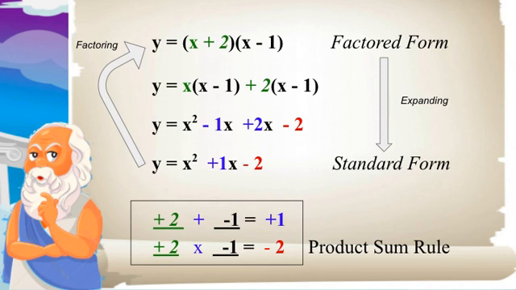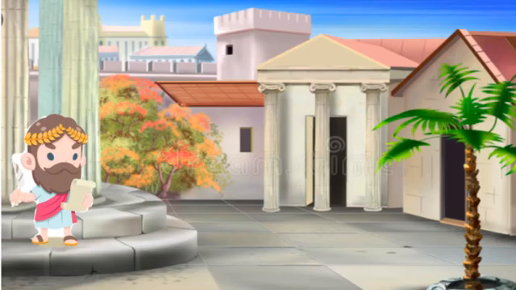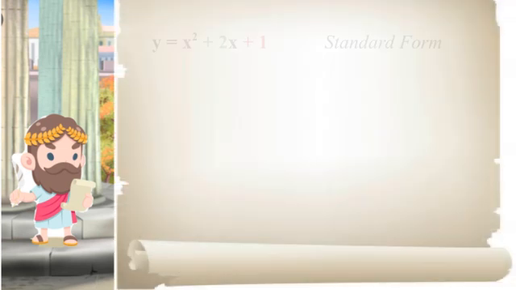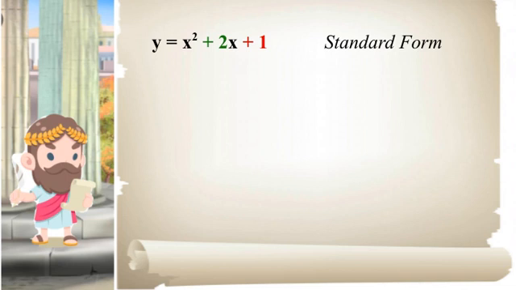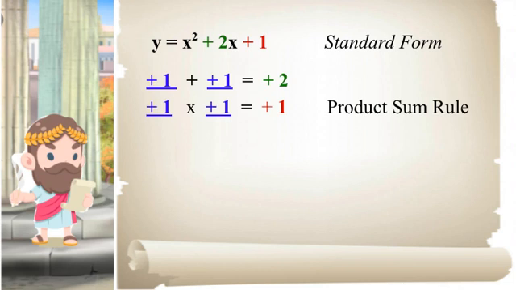Hello again. Let's apply what you've learned from Socrates by solving some quadratic problems together. Have a look at this problem. Solve this quadratic by finding its x-intercept by first changing it to factored form. Now that you are familiar with the product sum rule, can you think of two numbers that both add to +2 and multiply to +1? Good work, both of these numbers are +1.